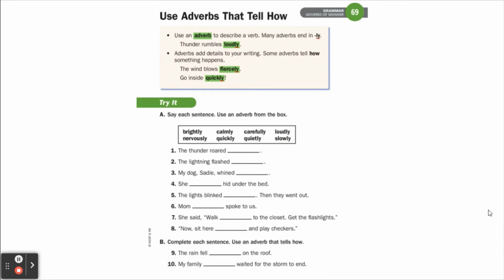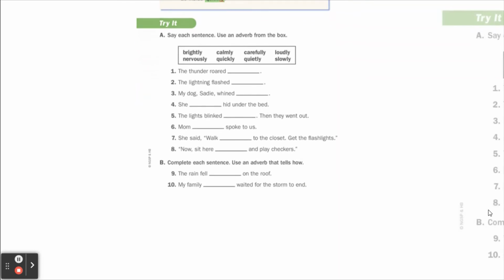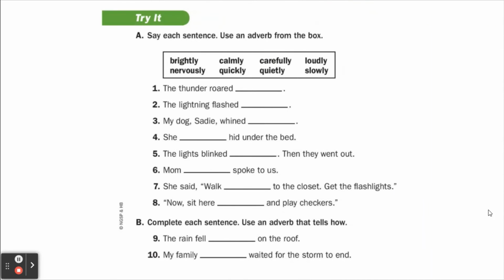Okay, so here we have our transparency, and we are just going to go straight to the second section so that we can see it nice, big, and brightly. Okay, so remember the first section, the A, you're going to just do it verbally, and we are going to do it together. Section B, you are going to do that in writing, but also verbally. Okay, so I want you to do both. So A, say each sentence, use an adverb from the box to complete them, okay?